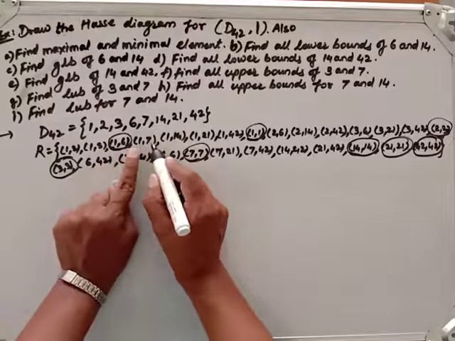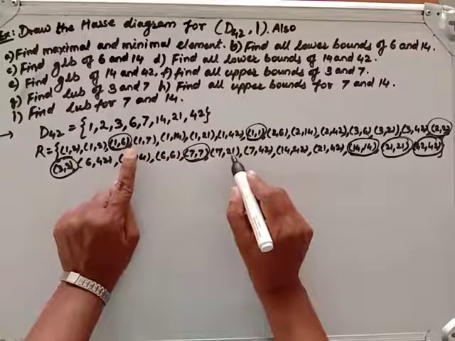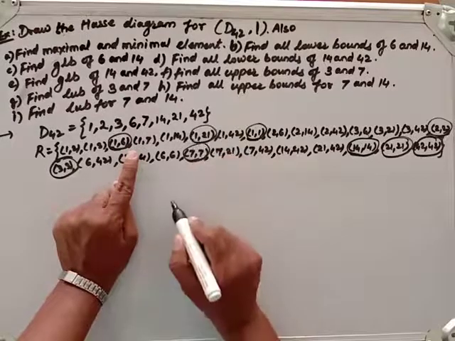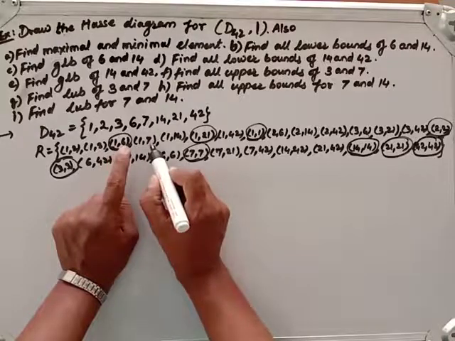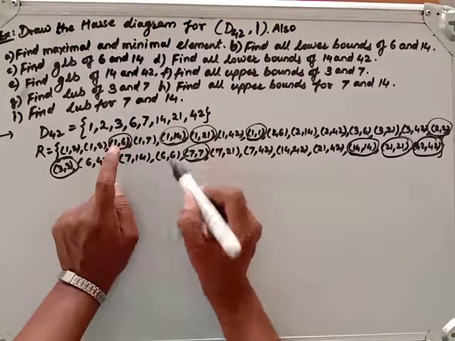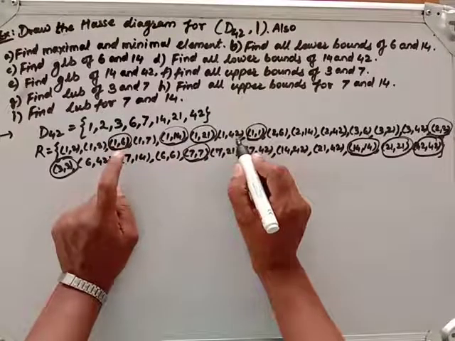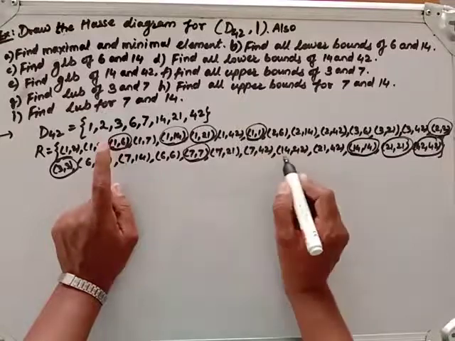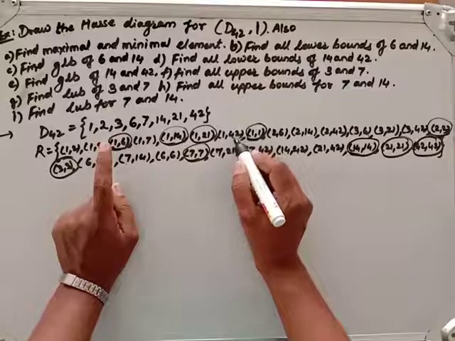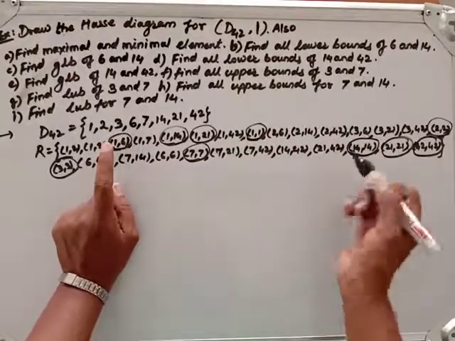Now 1 related to 7 and 7 related to 21. So 1 related to 21, this pair we will remove. Similarly 1 related to 7 and 7 related to 14. So 1 related to 14, this pair also we will remove. Now 1 related to 42, and there is no pair where 42 is related to something. We will keep this pair, but by some other relation maybe this will be removed.